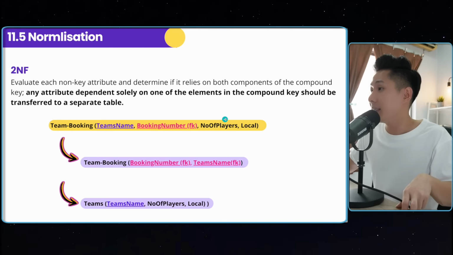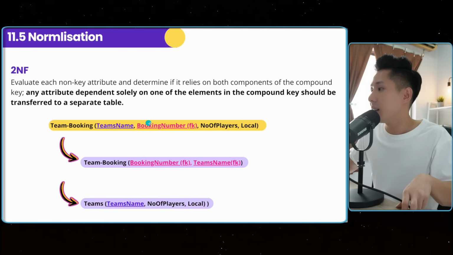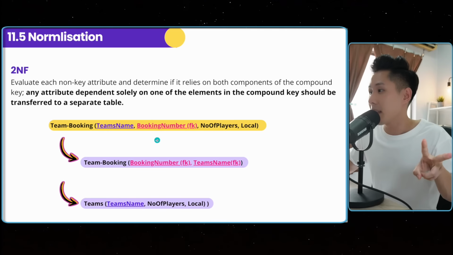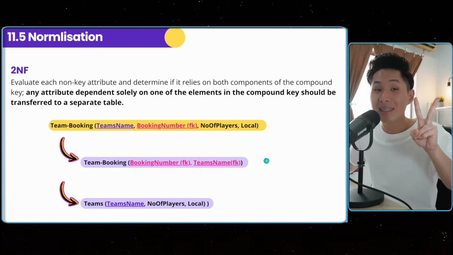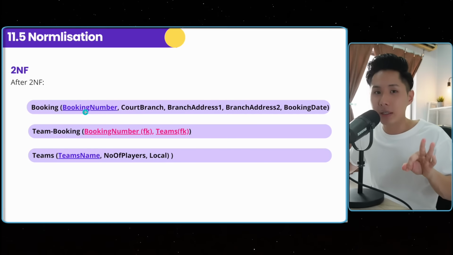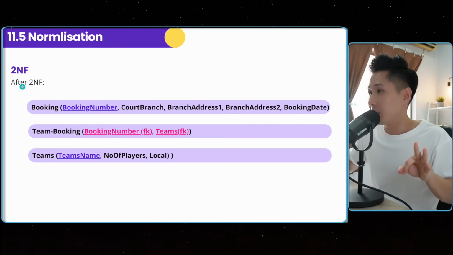It depends on the team, because that's why when you create another table called team, you put in the team name, number of players, and location. You are essentially separating this table into two different tables, and then just referring to it using a foreign key. So now that's 2NF. After 2NF, we should have 3 different tables already from the major one.